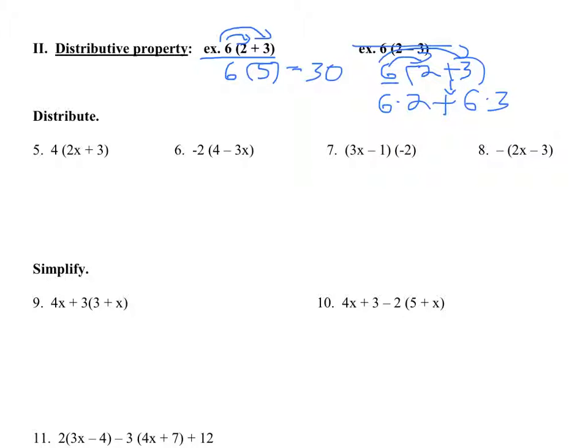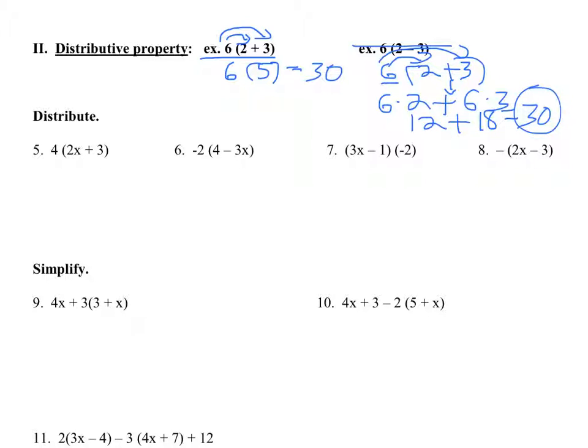And then if I look, 6 times 2 is 12. 6 times 3 is 18. And when you add 12 and 18, you get 30. So you get the same answer. So that just proved that the distributive property works. Now you're going to use the distributive property whenever you have x's inside the parentheses, which is what we have in 5 through 8.